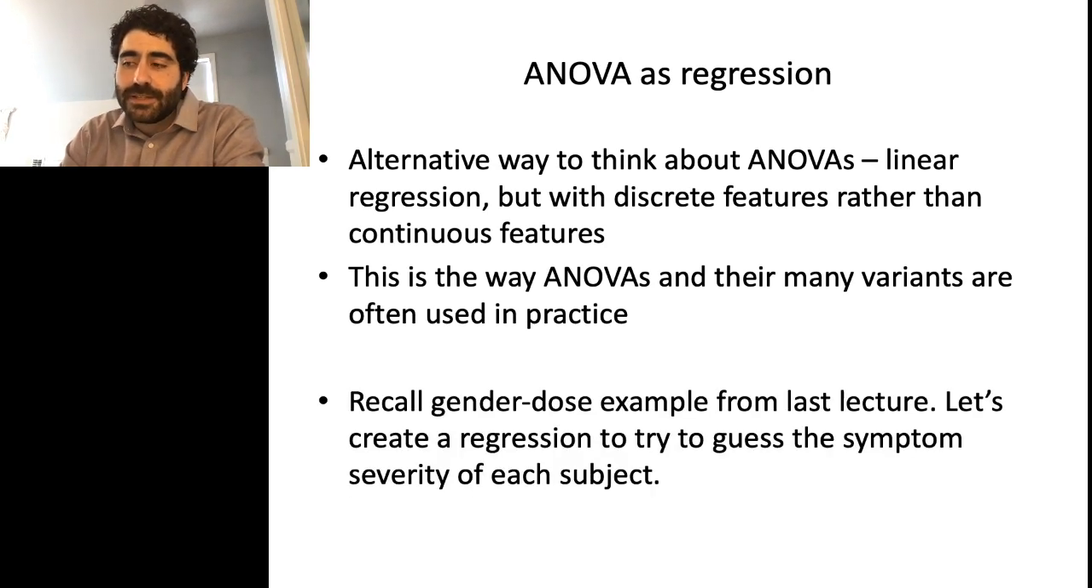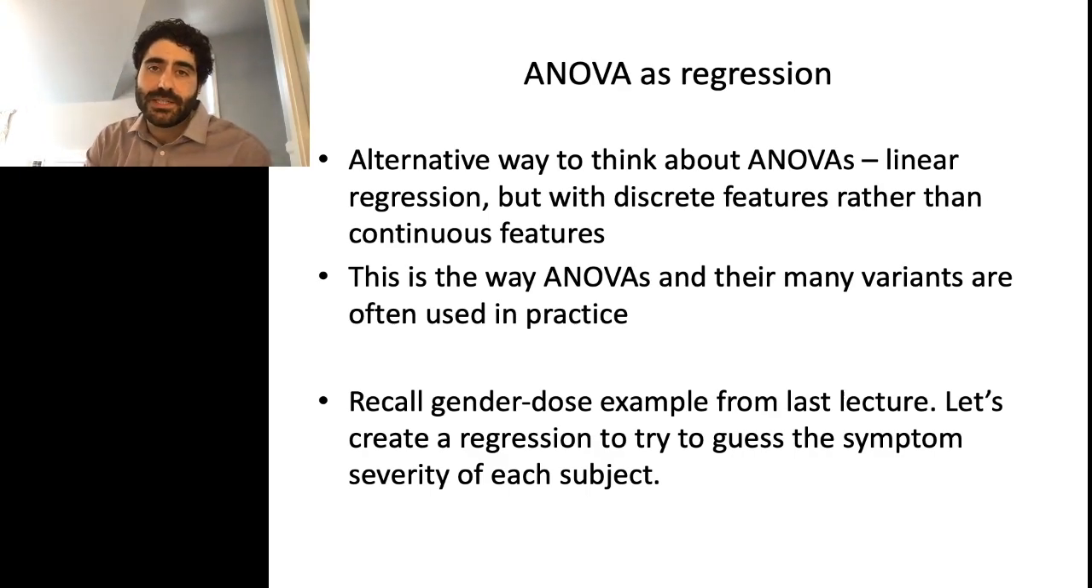So let's think about the gender dose example from the last lecture, where we have a bunch of people. We're looking at some kind of medical outcome, and for each person, we know both their gender as well as which dose of the drug they were put on. And remember, this is a cross subjects design, right? Each person is just getting put on one dosage of the drug. And the idea with a regression, remember, is that we're going to take some kind of feature about this particular person, and then try to predict what their outcome is going to be.